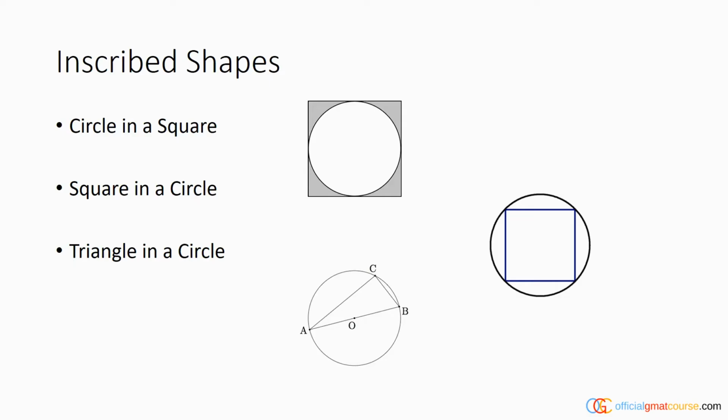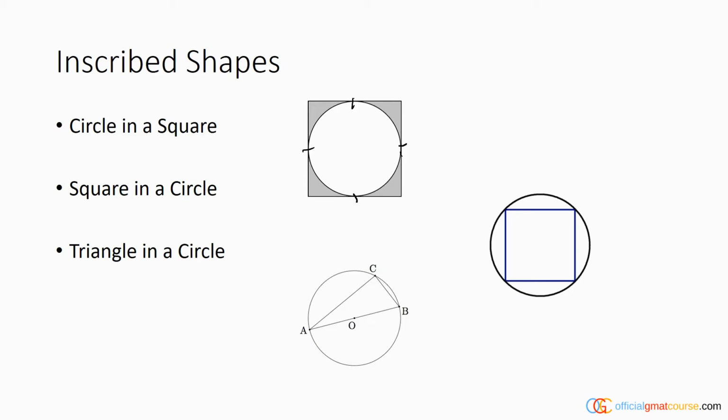So there are a few common situations that the GMAT likes to test involving inscribed shapes. And what inscribed means is a shape inside a shape. So if you say a circle inscribed inside of a square, it means the circle is inside of the square and that it is touching the square at all of these points.